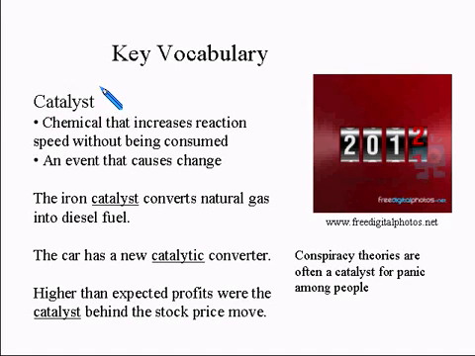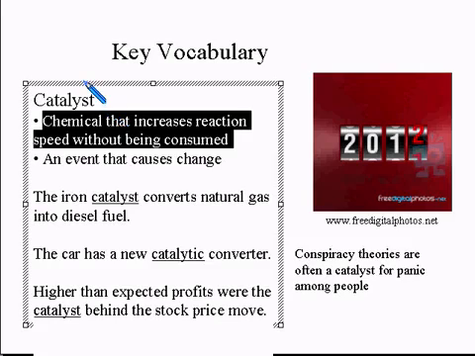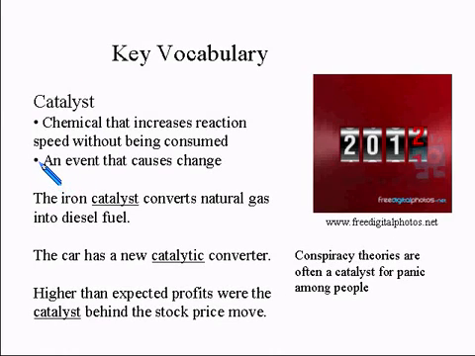Catalyst. A catalyst is a chemical that increases the reaction speed without being consumed. Theoretically, in reality, the catalyst does get consumed because little bits get destroyed and sent through the factory and they go bye-bye, but theoretically it's not supposed to be consumed. Or a catalyst is an event that causes change.